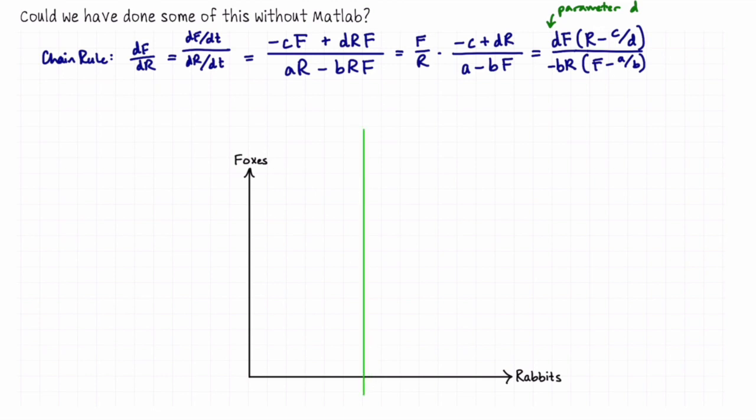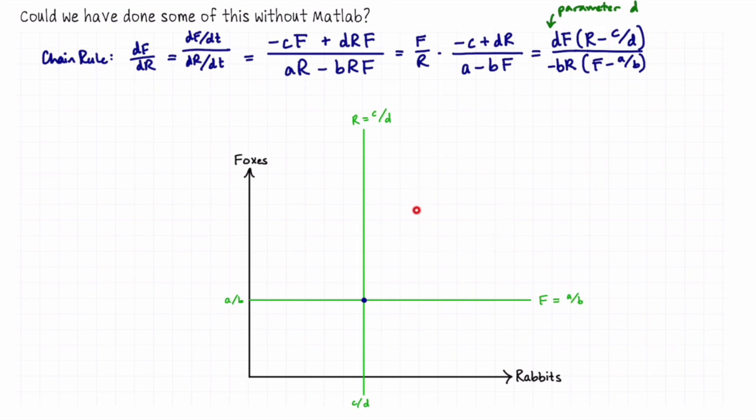Okay, so let's say that c over d is here on the rabbit axis. So this is the vertical line r equals c over d. And let's say a over b is here on the fox axis. So this is the horizontal line f equals a over b. Where they intersect is our steady state solution.